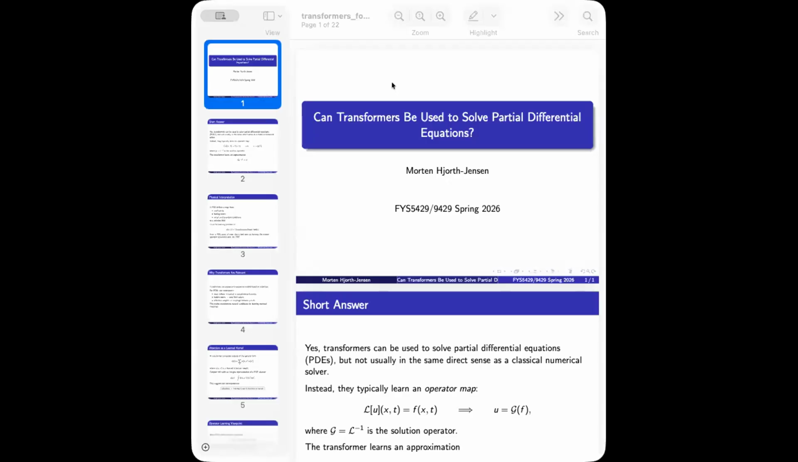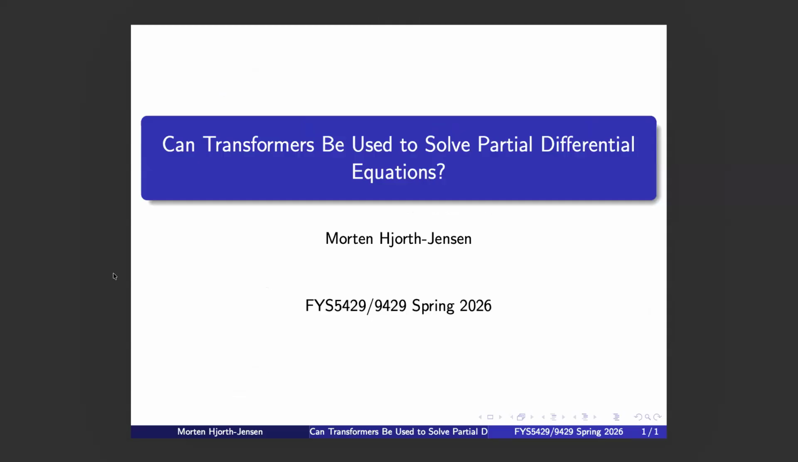So I made some slides during the weekend, and I just wanted to bring these up because this is a topic which is pretty novel. And the question is, can transformers be used to solve partial differential equations?